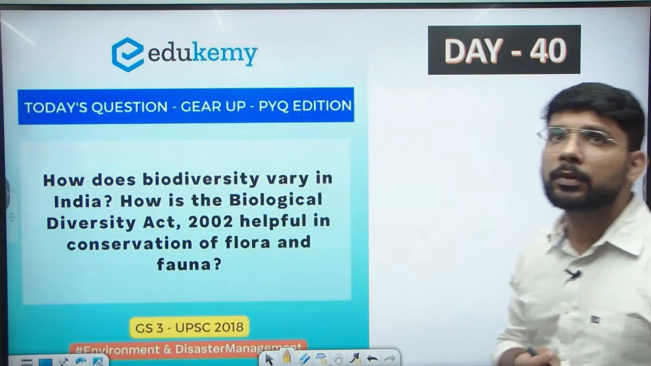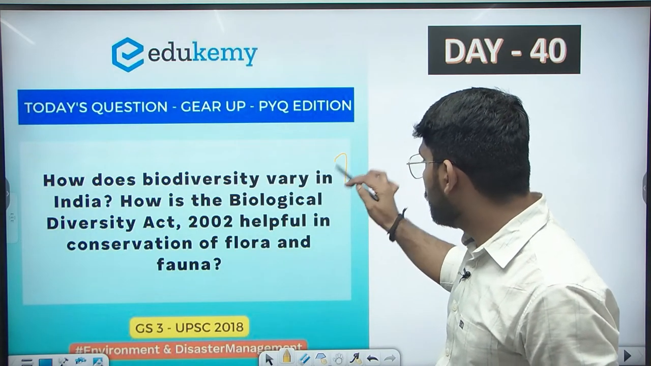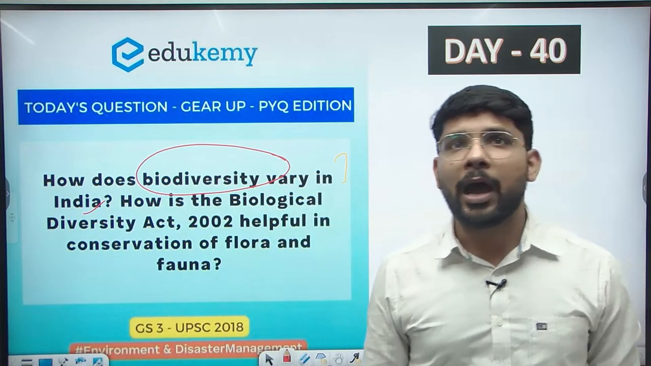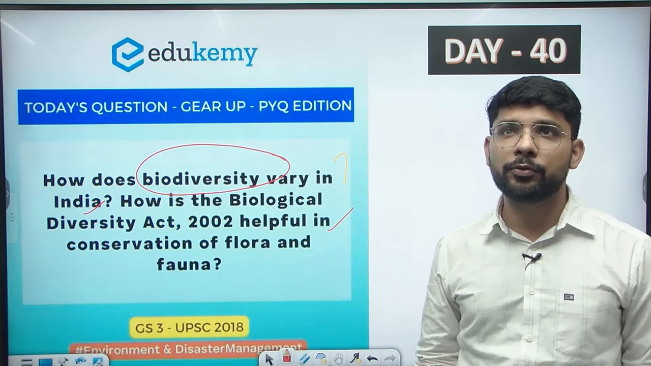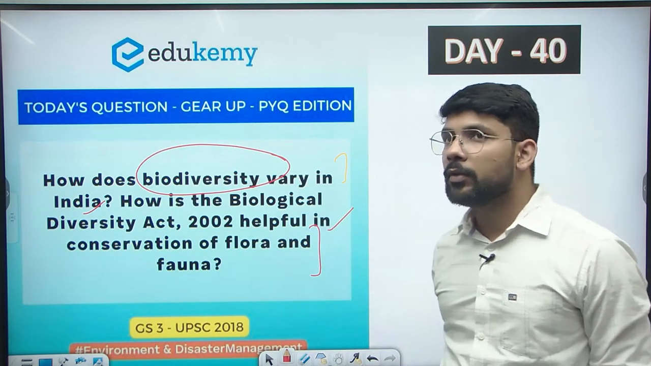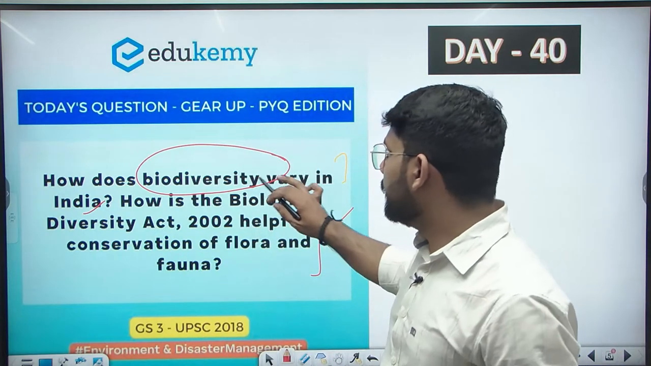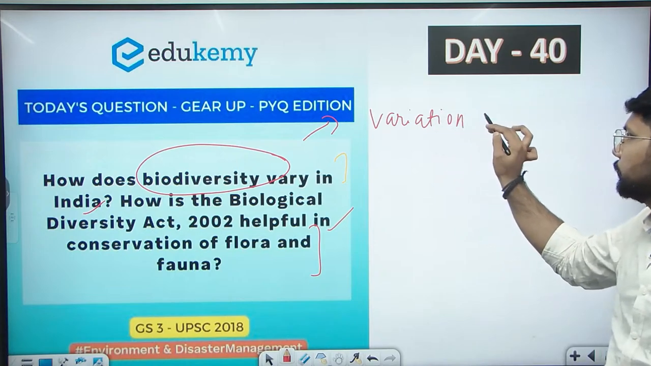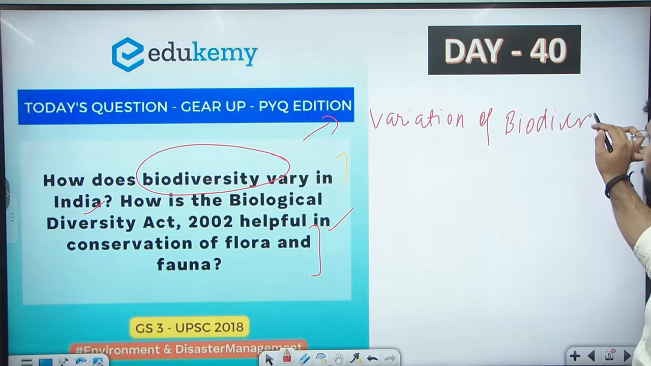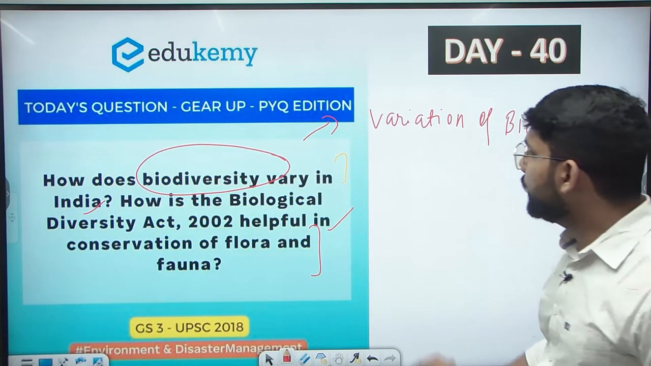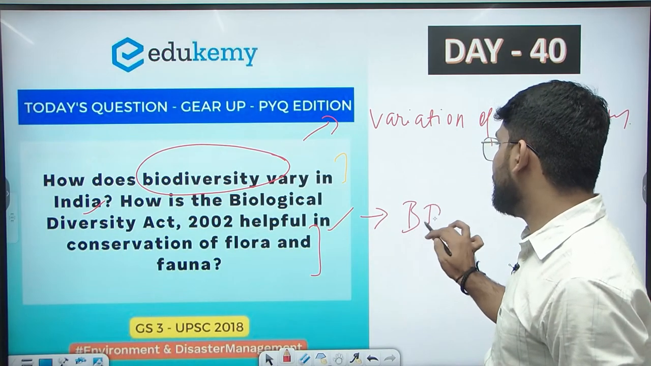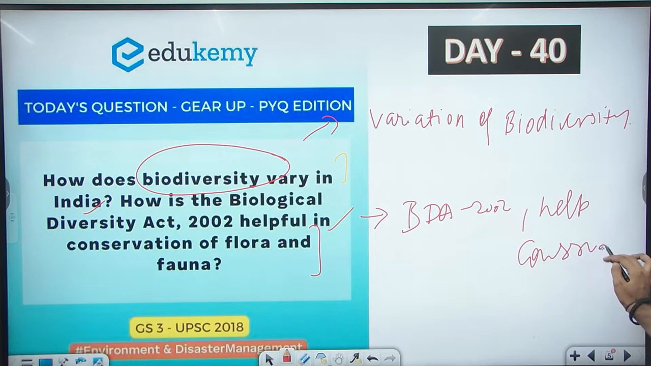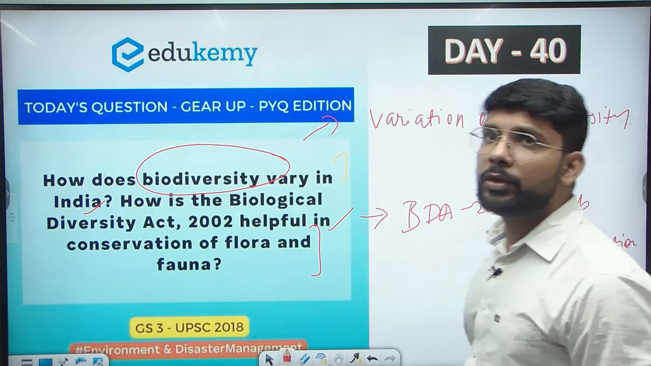The question is: how does biodiversity vary in India? How is the Biological Diversity Act 2002 helpful in the conservation of flora and fauna? The question is very simple. The first demand is the variation of biodiversity in India, and the second is how the Biological Diversity Act 2002 helps in conservation. These are the two main demands of the question.